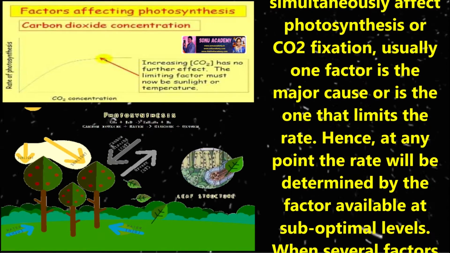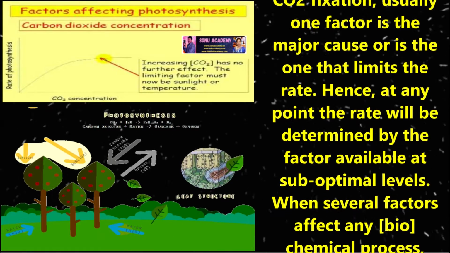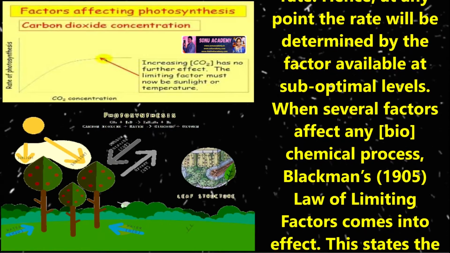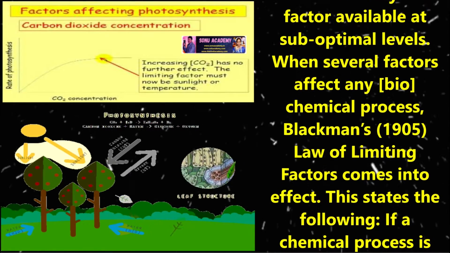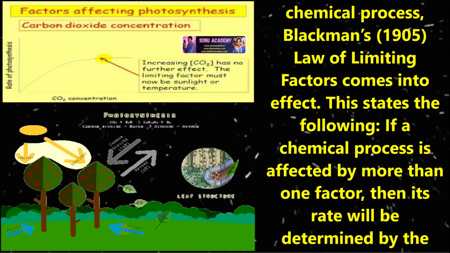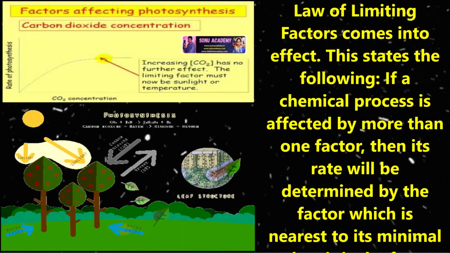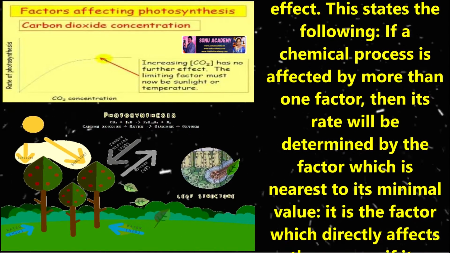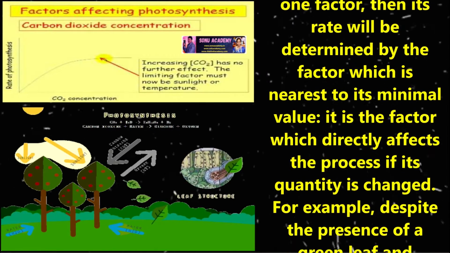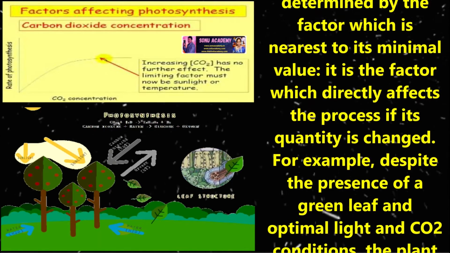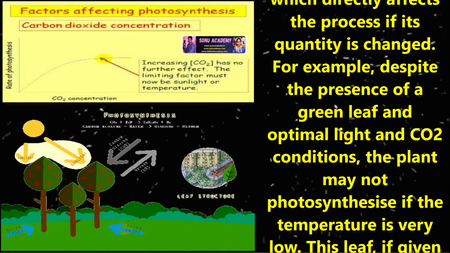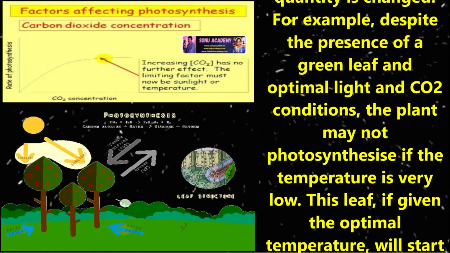Usually, one factor is the major cause or is one that limits the rate. Hence, at any point, the rate will be determined by the factor available at suboptimal levels. When several factors affect any biochemical process, Blackman's 1905 law of limiting factors comes into effect. This states the following: if a chemical process is affected by more than one factor, then its rate will be determined by the factor which is nearest to its minimal value. It is the factor which directly affects the process if its quantity is changed.